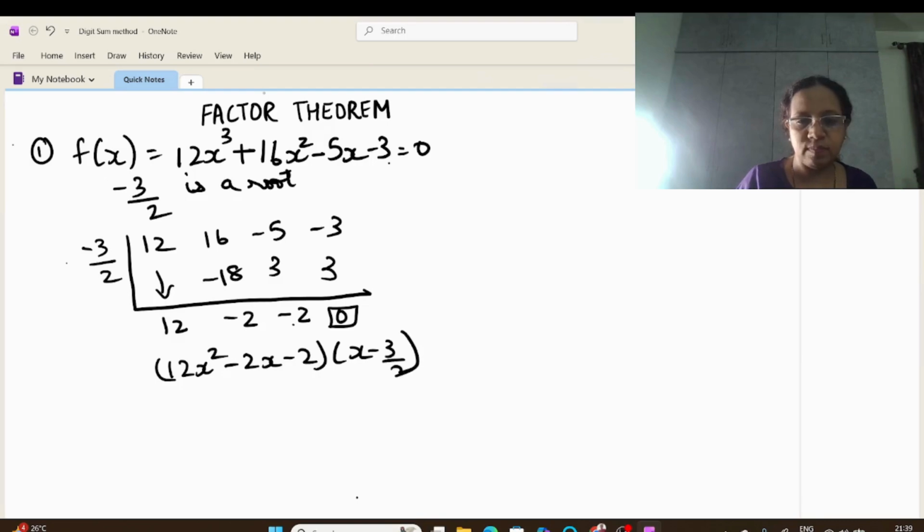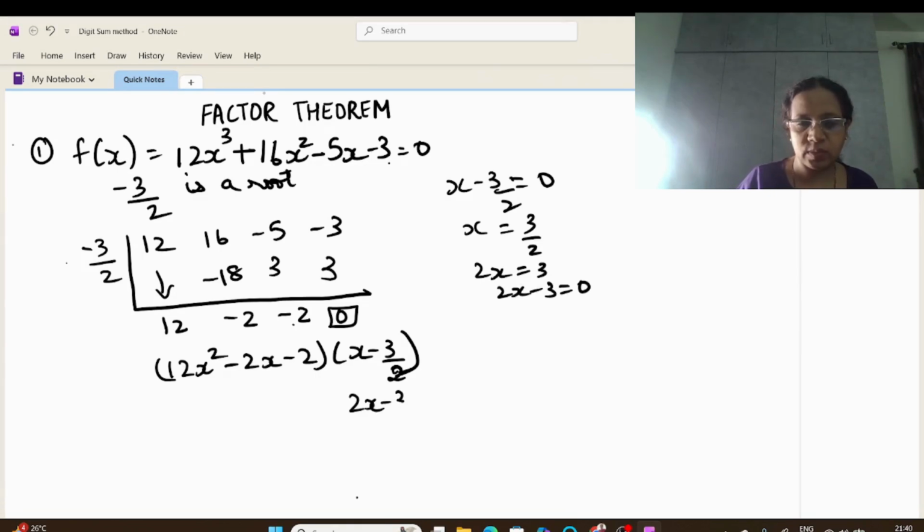Now let's make this a whole number. Since x minus 3 by 2 is 0, we can say x is equal to 3 by 2. So 2x is equal to 3. So 2x minus 3 is equal to 0. Okay, so let's put it as 2x minus 3. Now let's take 2 common here. You will get 6x squared minus x minus 1.